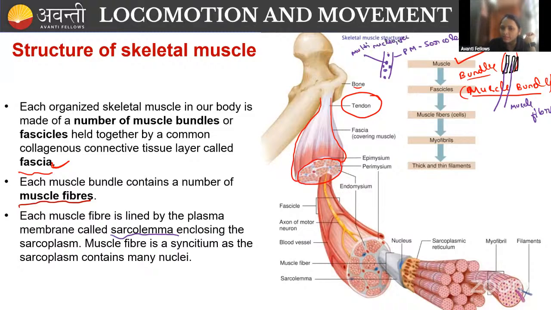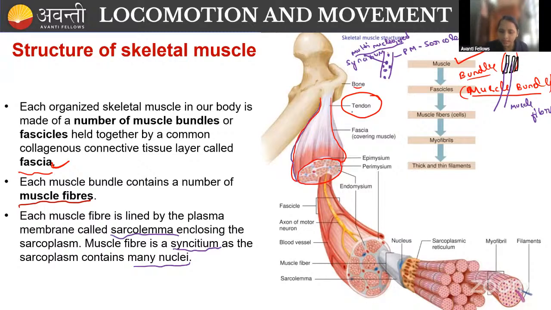Skeletal muscle is multinucleated, right? It is also called syncytium. The multinucleated condition is also called syncytium. Syncytium, multinucleated, similar, and here you can see it contains many nuclei. I think you understood this.